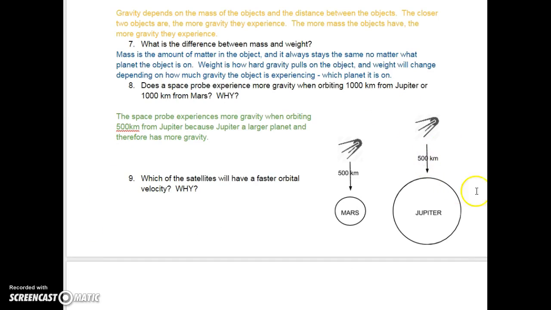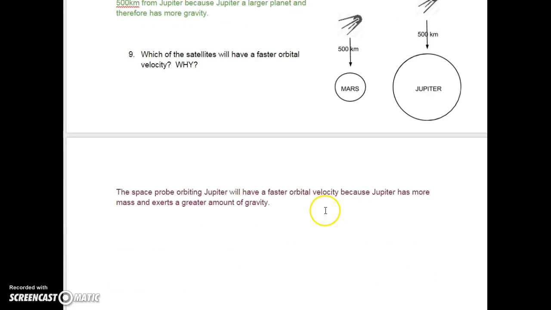Now we're looking at number 8. Okay, we have some space probes here. The space probe orbiting Jupiter is going to experience a greater amount of gravity. Sorry, the numbers in the question and the numbers on the picture don't line up, but you can see the numbers on the picture are the same. The space probe orbiting Jupiter is going to experience more gravity because Jupiter is a larger planet and has more mass. Therefore, it's going to feel more gravity.